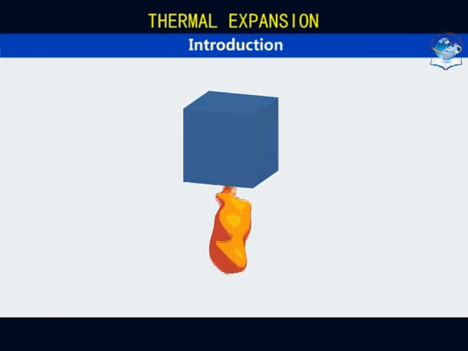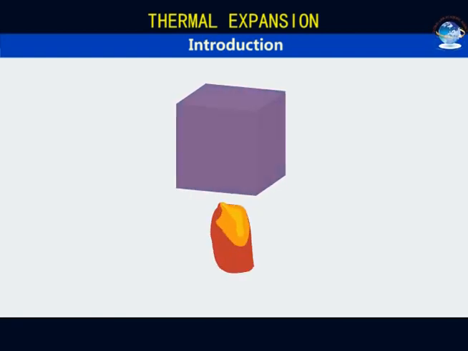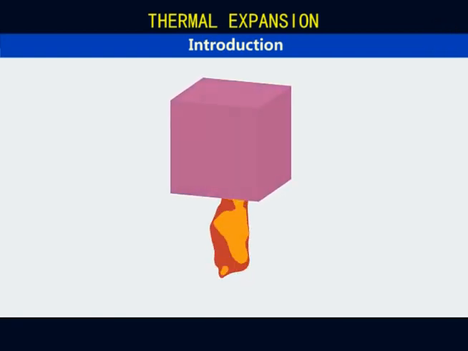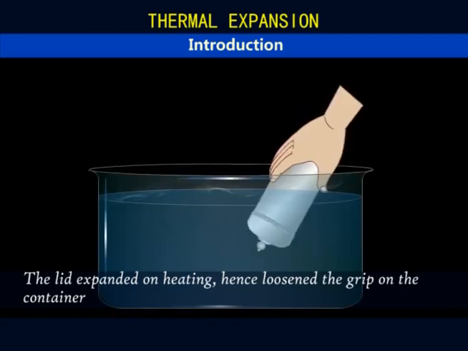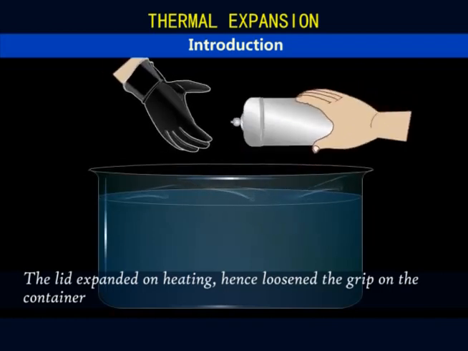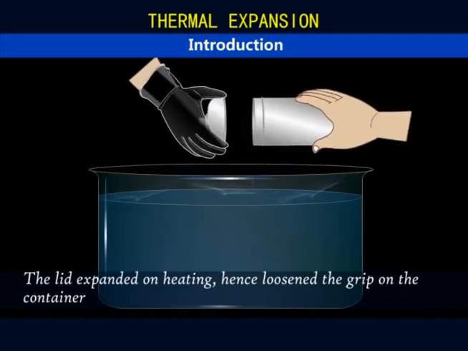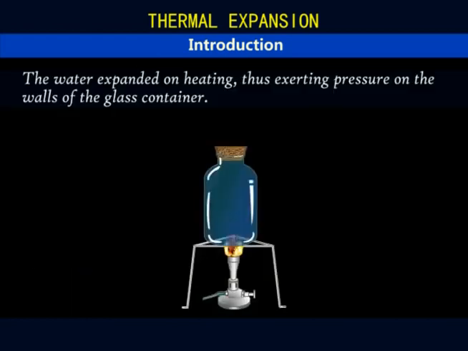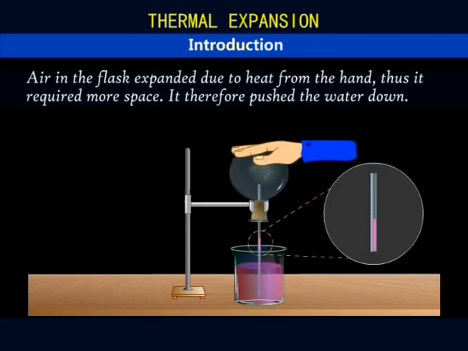All substances expand when heated. The lid opened easily because it expanded on heating and hence loosened the grip on the container. The glass jar cracked because the water inside expanded and thus exerted pressure on the glass jar. The liquid level dropped because the gas inside the flask expanded due to heat from the hands, thereby requiring more space.